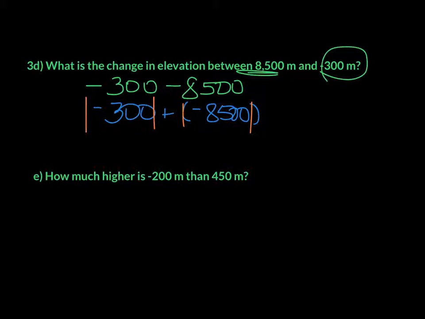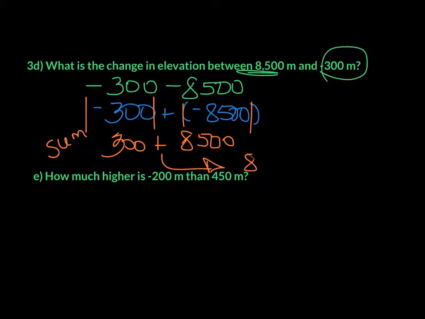So I find the absolute value of both of these. The absolute value of negative 300 is 300. The absolute value of negative 8,500 is 8,500. The signs again are the same, so I'm finding their sum. So 8,500 plus 300, well, 500 plus 300 is 800. So I know that's going to be 8,800. I look at their original signs. Both of them were the same, and they are both negative. So therefore, my answer is also negative 8,800 meters.